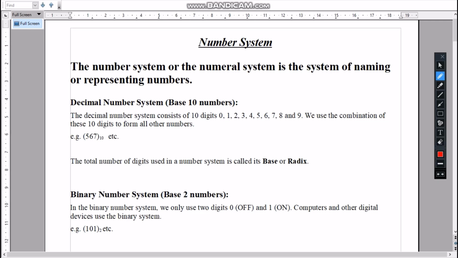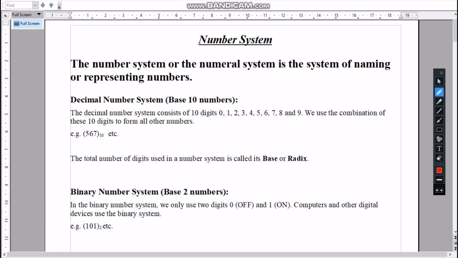The first one is the decimal number system, that is base 10 numbers. The decimal number system consists of 10 digits: 0, 1, 2, 3, 4, 5, 6, 7, 8 and 9. We use the combination of these 10 digits to form all other numbers. For example, 567 having base 10. The total number of digits used in a number system is called its base or radix.